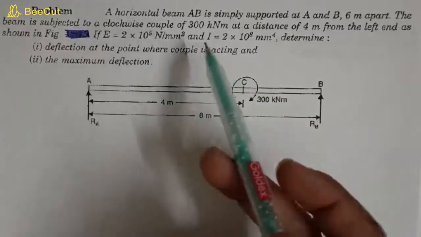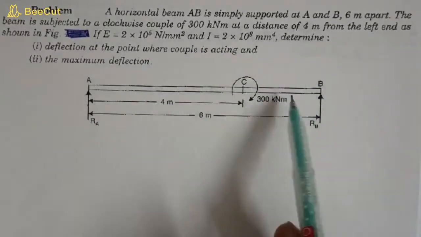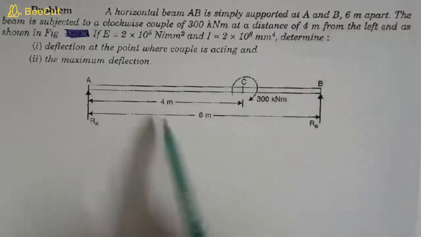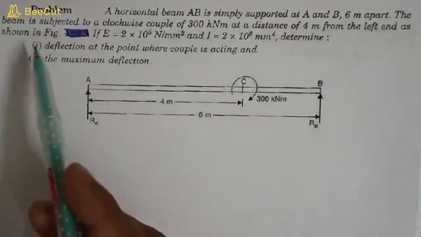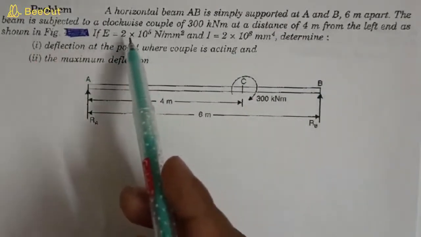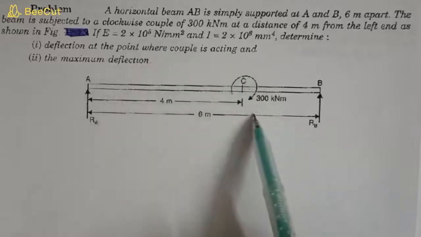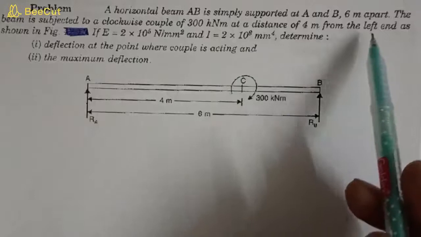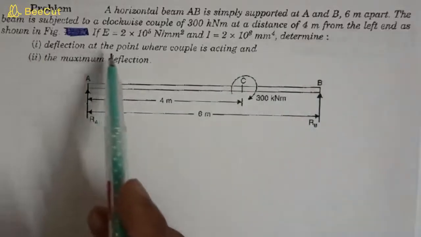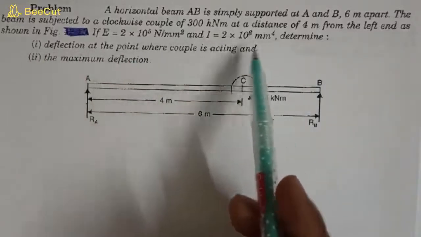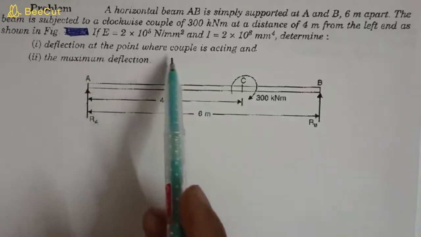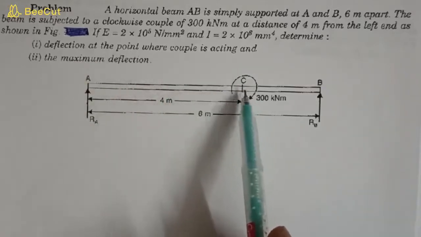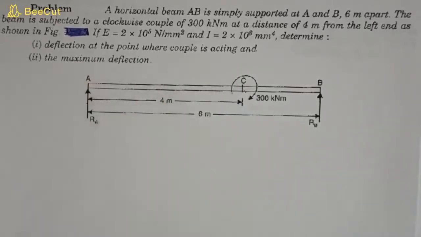A horizontal beam AB is simply supported at A and B, which are 6 meter apart. The beam is subjected to a clockwise couple of 300 kilonewton meter at a distance of 4 meter from the left end as shown in the figure. Values of E and I are given. We have to determine the deflection at the point where the couple is acting, so at point C, and the maximum deflection.